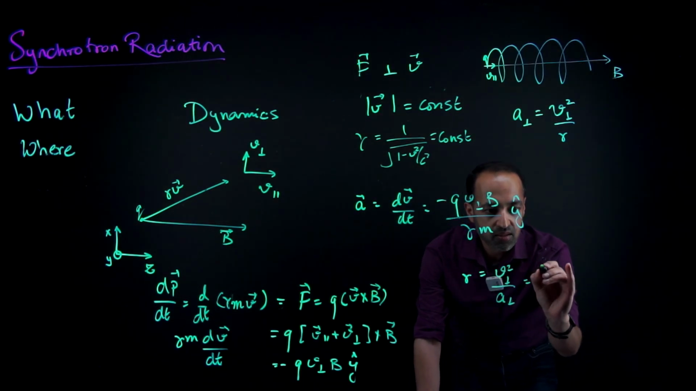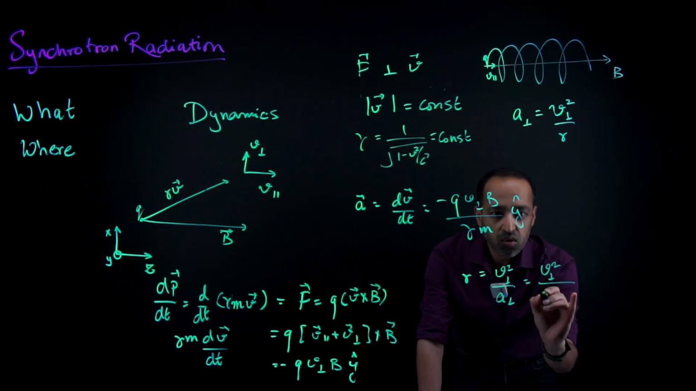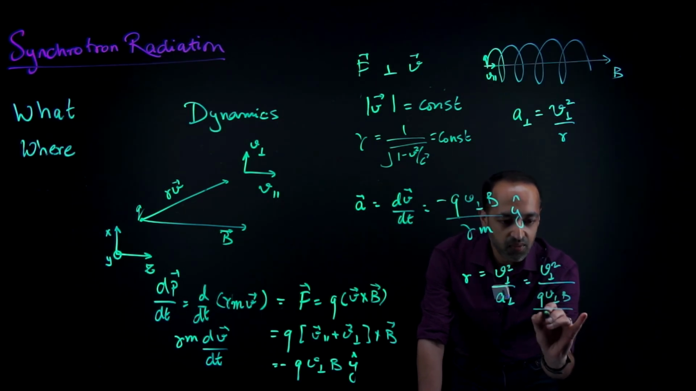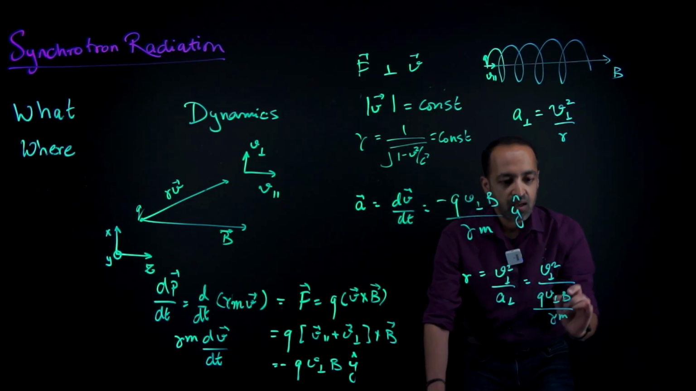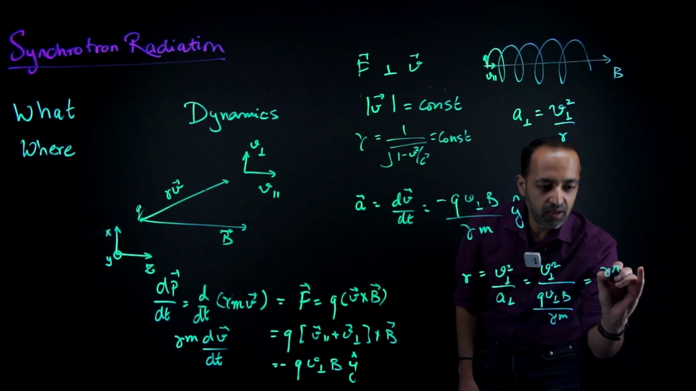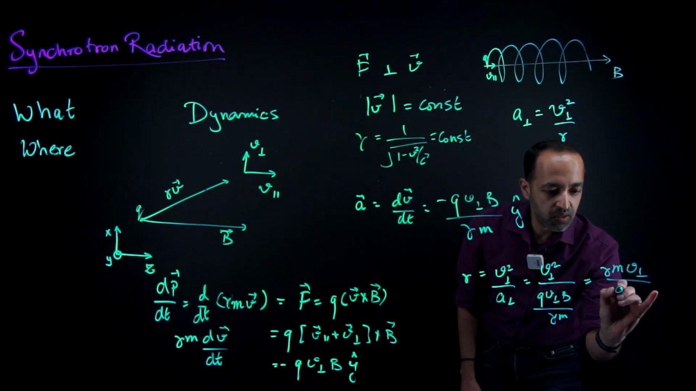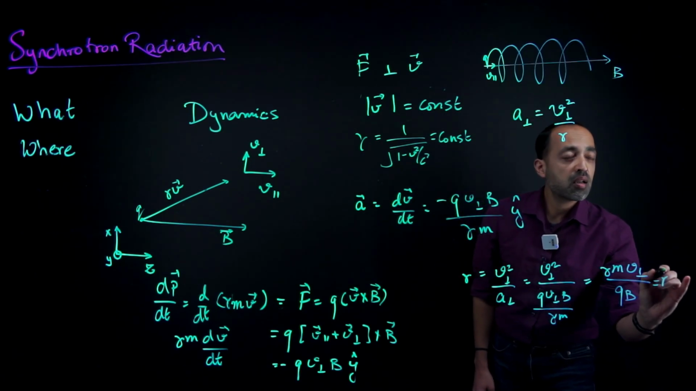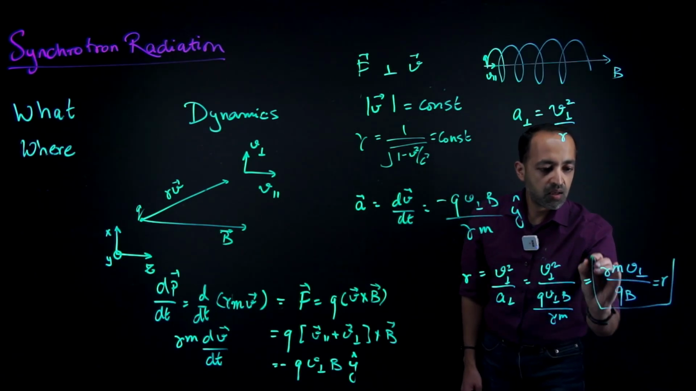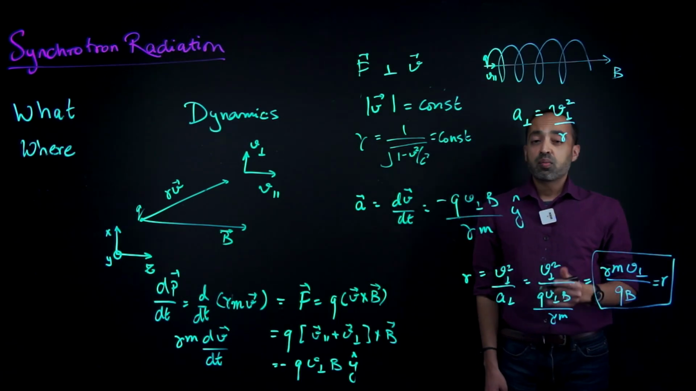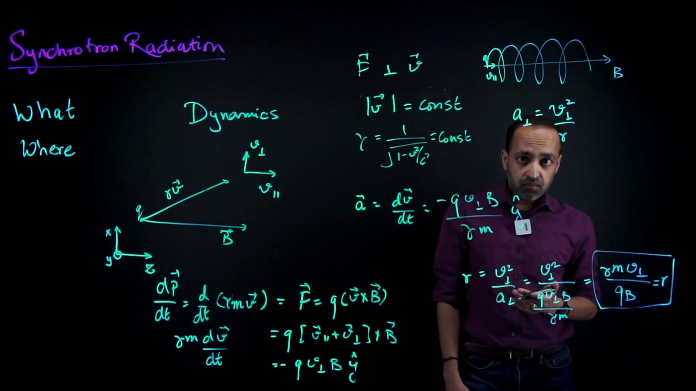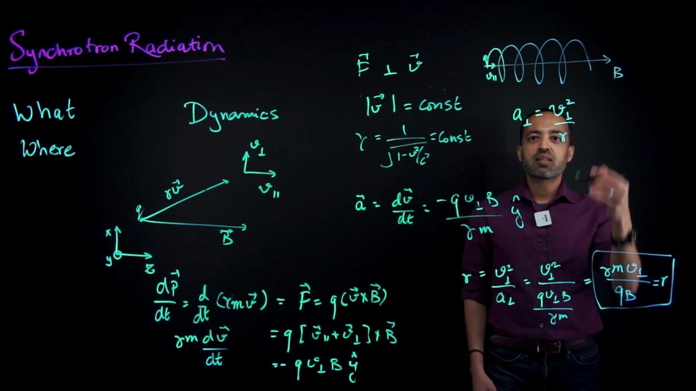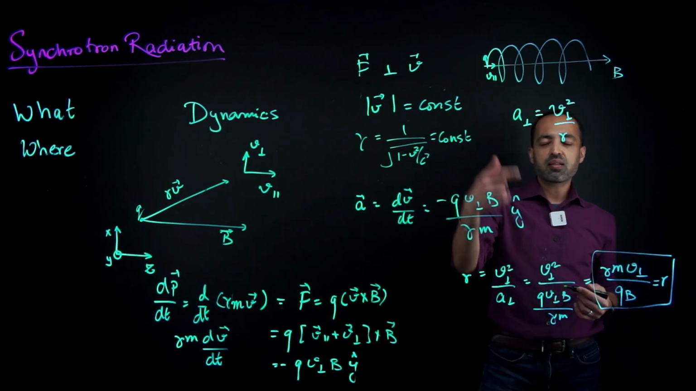And so that is V squared over R, just looking at the magnitude, equal to Q V perpendicular B over gamma M. And so that gives us R equals gamma M V perpendicular over Q B. And so this R is known as, you may be familiar with, it has a name. This is called the Larmor radius. It is the radius of this circle that this particle makes.